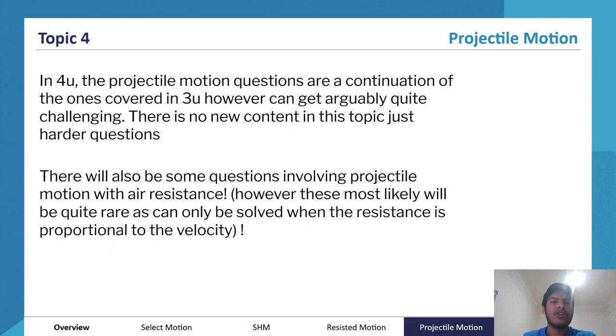In 4 unit, the projectile motion questions are a continuation of the ones covered in 3 unit. However, they can get arguably quite challenging. There is no new content in the topic, just harder questions. Sometimes you might see a mixture of 3-dimensional vectors and projectile motion. It's unlikely, but it has happened before in past trial papers, and I'm not sure about the HSC, but in trial papers I have seen that.